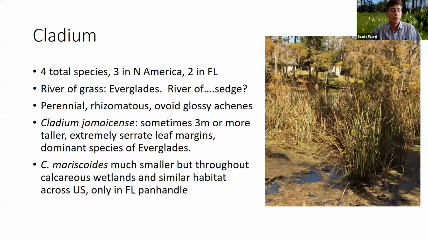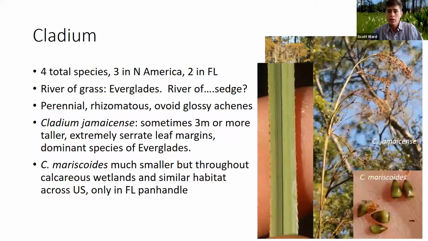Cladium is a really cool genus, not super diverse. There's only 2 species you'll find in Florida. The predominant one is Cladium jamaicense, sawgrass, and this species can get really tall, sometimes upwards of 3 meters or even taller. It has really serrate leaf margins. So you can see this picture here. These serrations are just visible to the naked eye. If you're not careful and you brush past it, you can kind of cut your skin a little bit or hands.